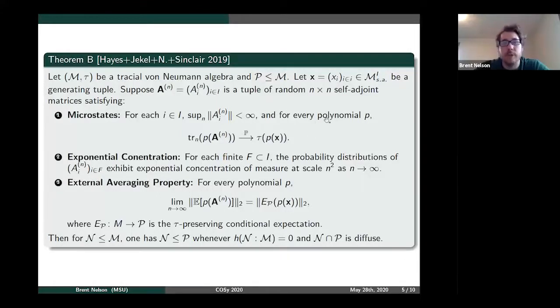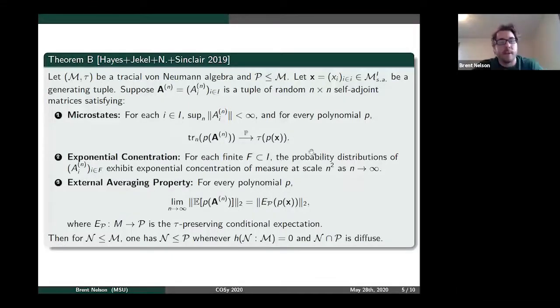The first condition is that these play the role of microstates for your generating tuple. That is, they're uniformly norm-bounded for each i. And then if you look at the moments of these random matrices, the moments converge in probability to the moments of your generating tuple X. So this is just saying that these random matrices are approximating the distribution of these generators X.